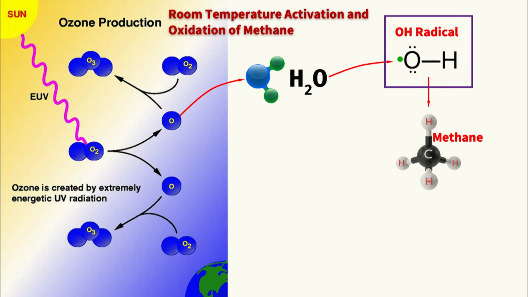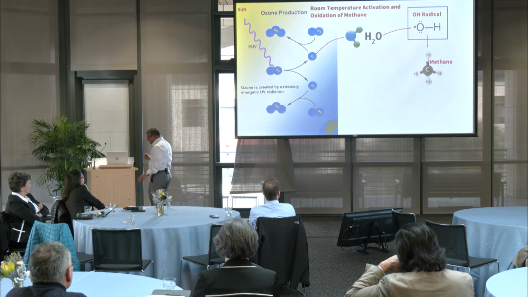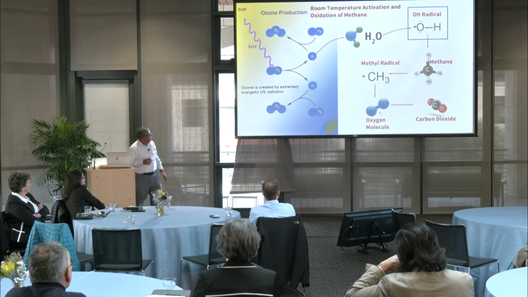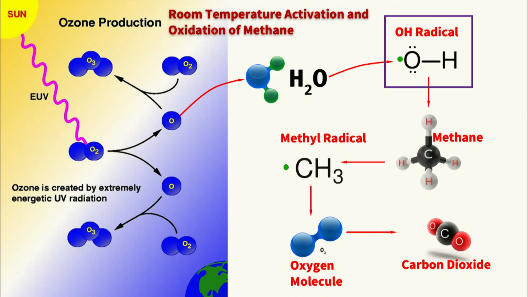And methane activation, the first C-H bond of methane activation, is one of the hardest problems in chemistry. People have dedicated their careers to trying to find out how to activate methane. And nature has shown how it does this at room temperature. Once OH hits the methane molecule, it knocks off a hydrogen and forms water.